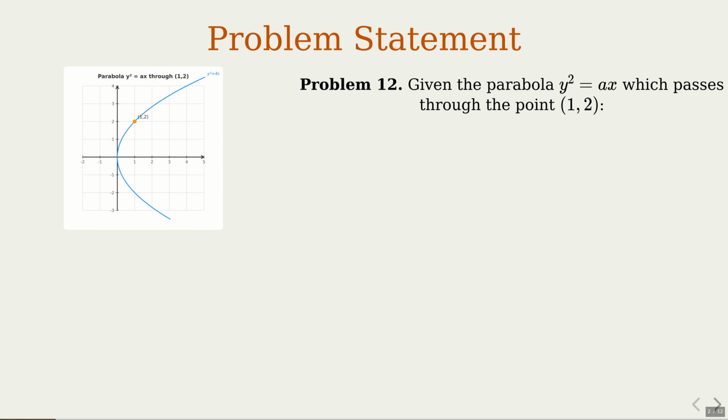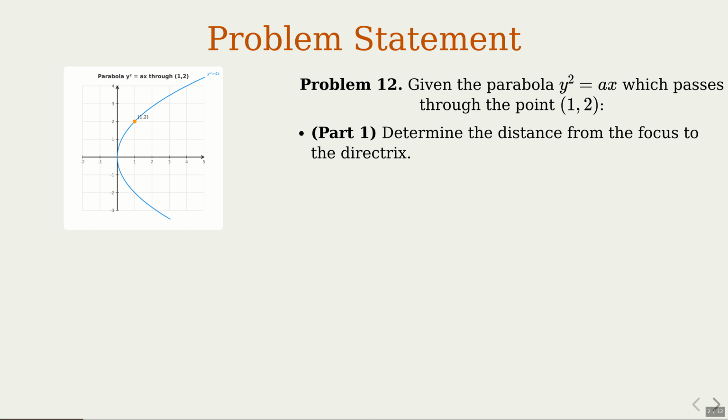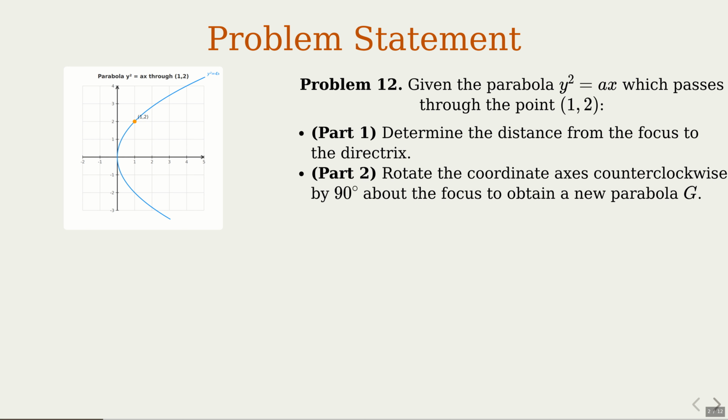Let us read the problem carefully. Part 1 asks us to find the distance from the focus to the directrix. This requires us to first determine the parameter a using the given point. And part 2 involves a rotation. We rotate the axes counterclockwise by 90 degrees around the focus.